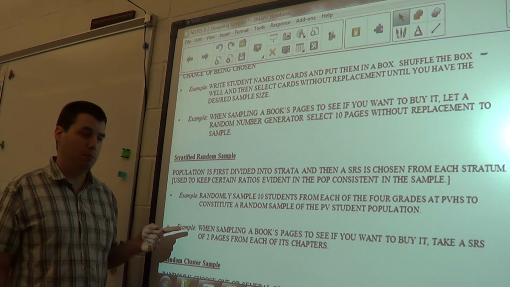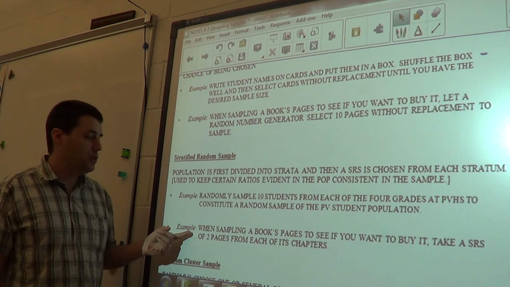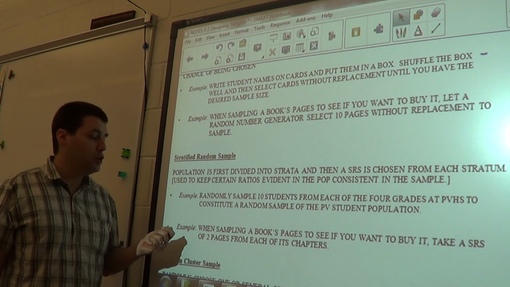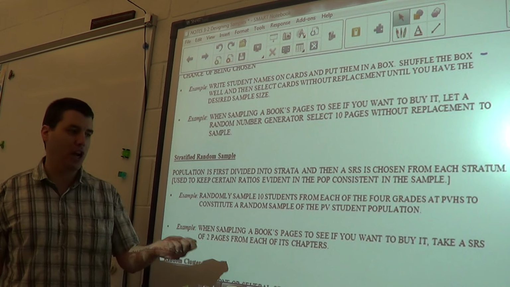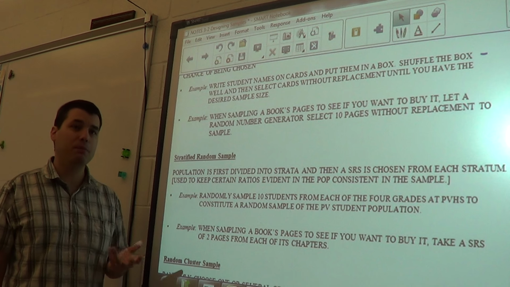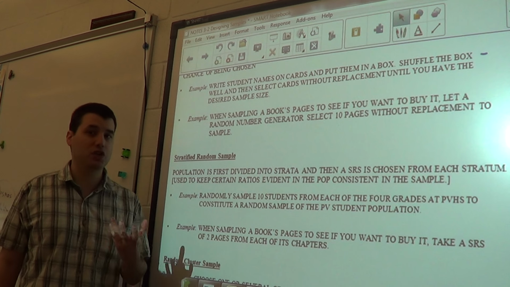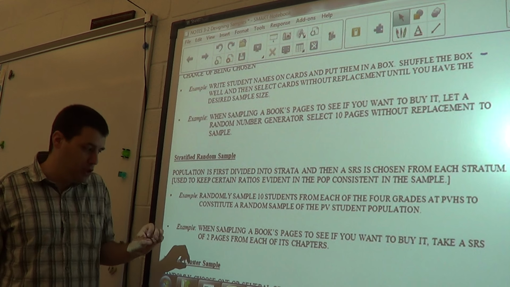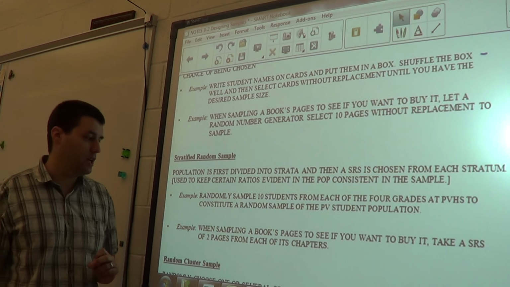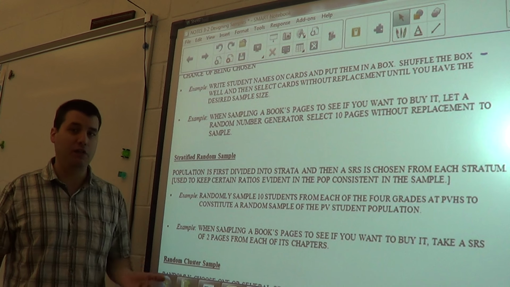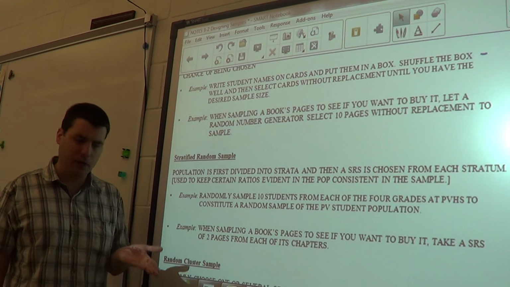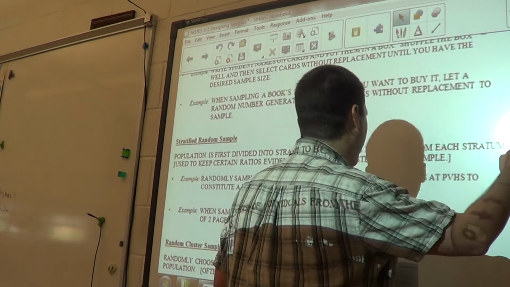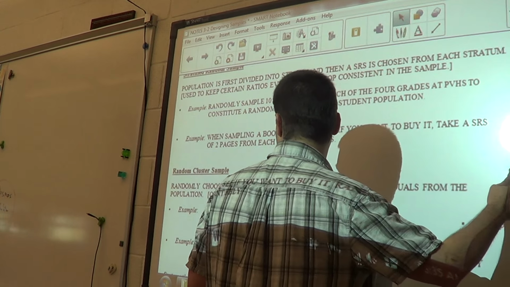Let's go to my book example. I want to buy a book, let's see. So when sampling a book's pages to see if you want to buy it, you take a simple random sample of, you just get 2 pages from each of its chapters. So you realize the chapters would be the strata. Each chapter would be a stratum, and I would sample from every single stratum, every single chapter, but just 2. And it'd be a random 2 for each one. That's not a bad idea with a book, especially a nonfiction book, when every chapter can be quite different from one another. You get a more accurate representation than just a random 10 pages.